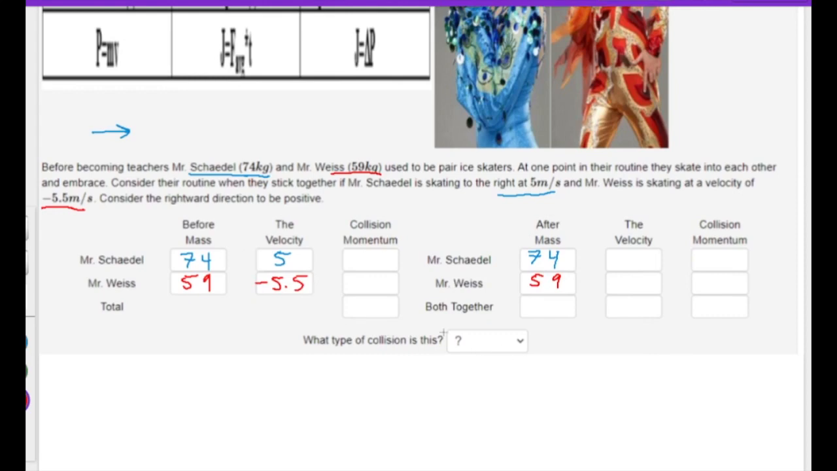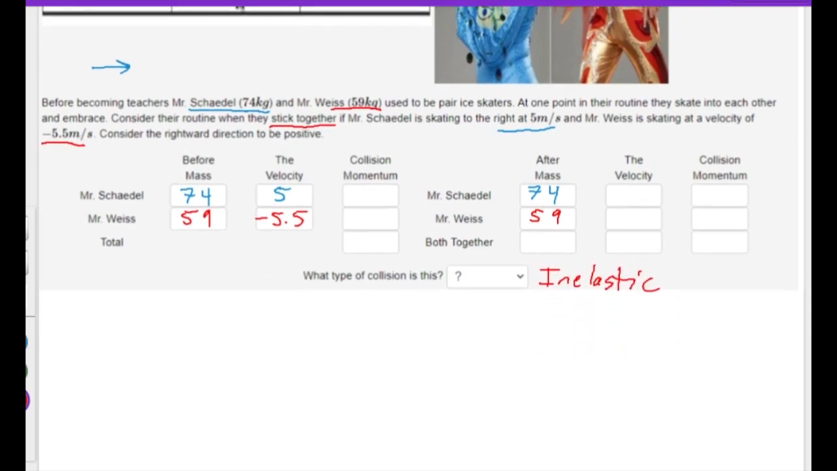What type of collision is this? Well, it says that they skate towards each other and embrace, meaning that they stick together, which we can see right here. If they're sticking together, that's going to be an inelastic collision. So an inelastic collision, again, is when they are stuck together.